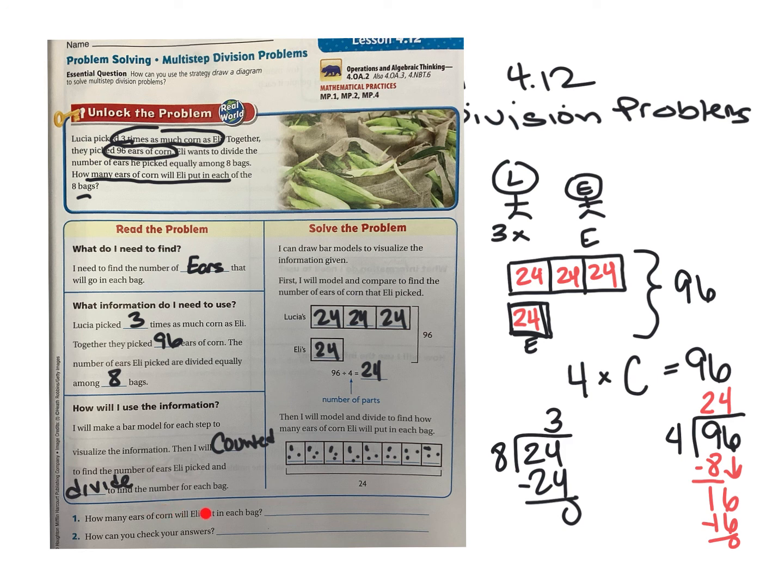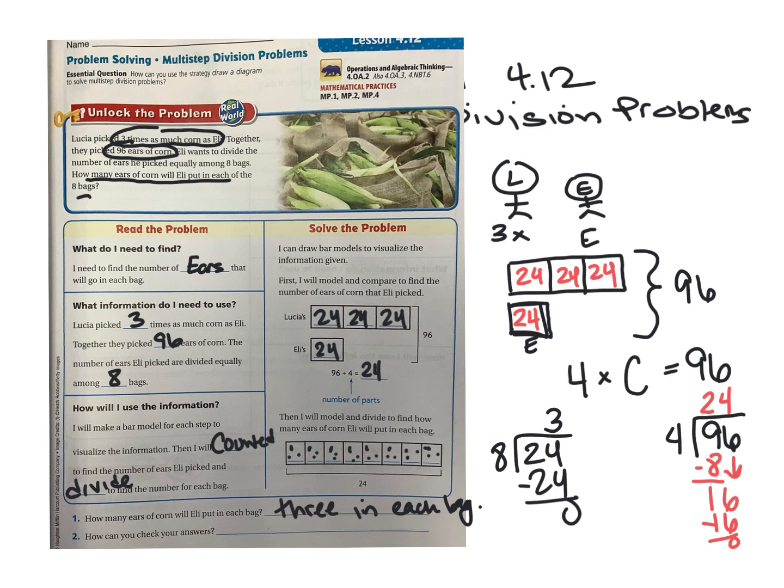How many ears of corn will Eli put in each bag? He's going to put 3 in each bag. So 3 in each bag. And then how can I check my answer?